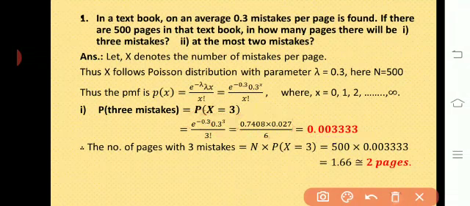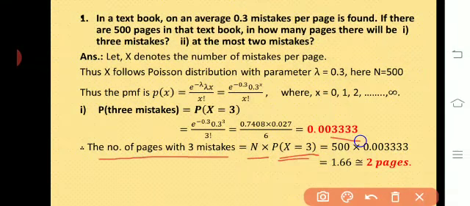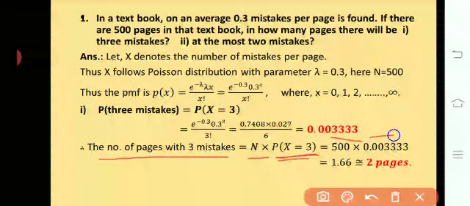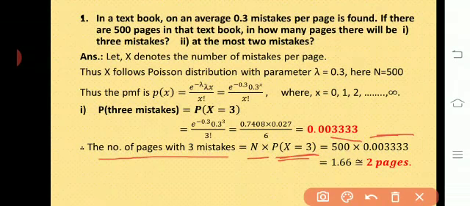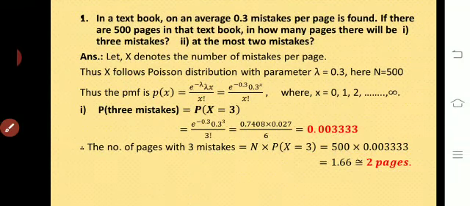Therefore, the number of pages with 3 mistakes is equal to capital N into the probability of x equal to 3. Now capital N is 500, into 0.003333. You multiply this, you will get 1.66. Now 1.66 is nearly equal to 2 pages. That means the number of pages with 3 mistakes is 2 pages. This is the first sub question.